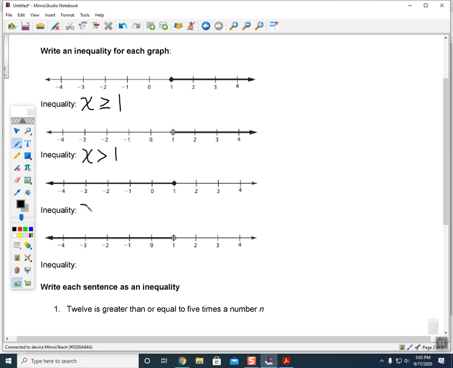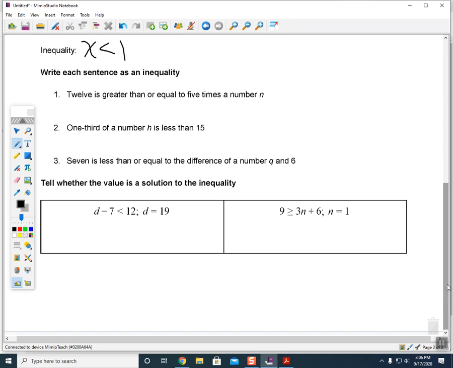Next one, I've got a closed dot, so I know that it's going to be another equals to, pointing to the left, so it'll be less than. So we're going to say x is less than or equal to 1. Last one, I've got an open dot. X is just less than 1. Okay? Just a couple more here.